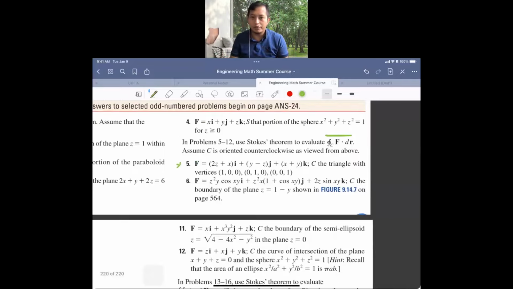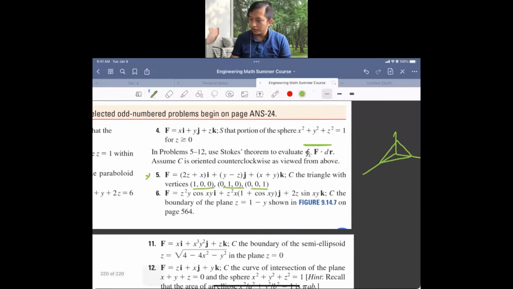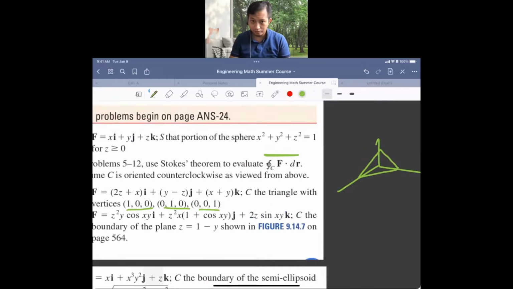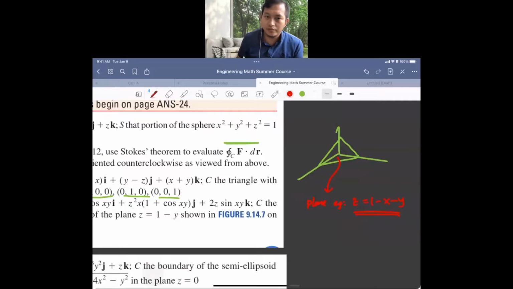For example number 5, you have the triangle here, and it's going to look like this. So you could make the plane, so the plane equation is z equals 1 minus x minus y, right? And then from here you could go for finding the arc length. So you can have zx, zy, and you can find the ds from there.